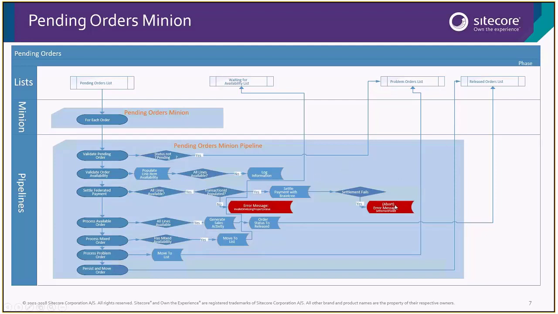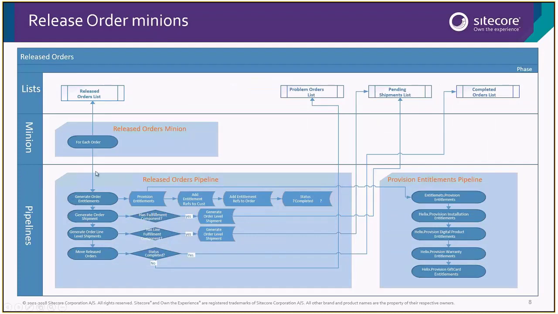So you can use this for other things as well. As you add sophistication, if a human needs to track something, then you can add it to this list, and humans can go work that list. And then, of course, we persist and move the order, so it'll go off to the problem orders list if it hasn't been moved at some other state.